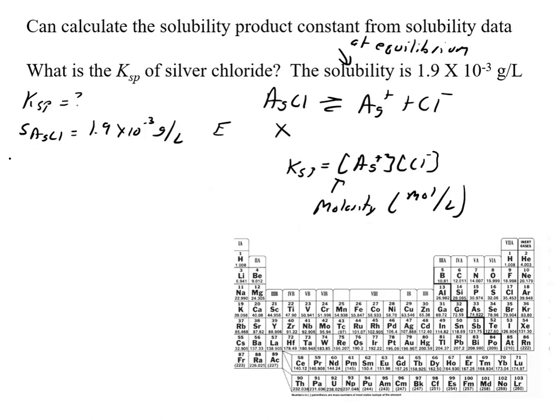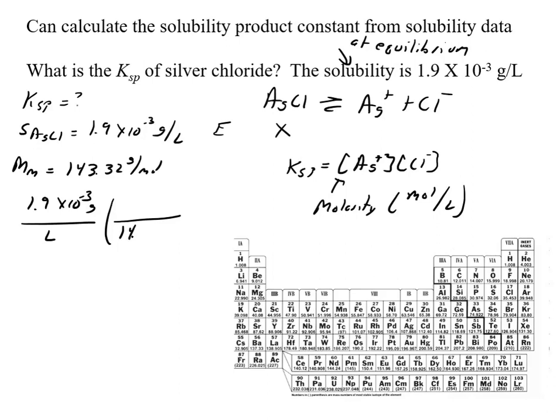I have grams per liter, so I need the molar mass to go between grams and moles. The molar mass of silver chloride is 143.32. I have 1.9 times 10 to the minus 3 grams per liter. So I want grams to cancel, which means it needs to go on the bottom: 143.32 grams on the bottom, moles on top. And so I get a solubility in molarity of 1.326 times 10 to the minus 5th molar.